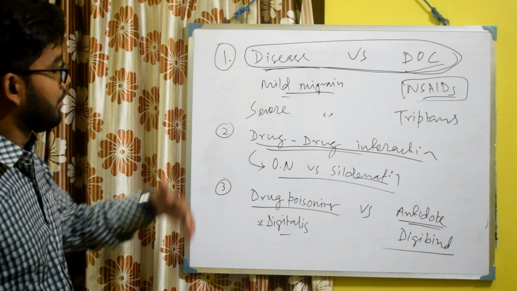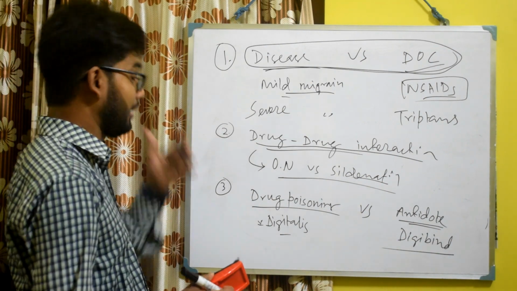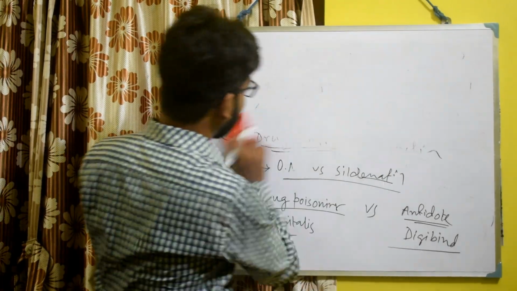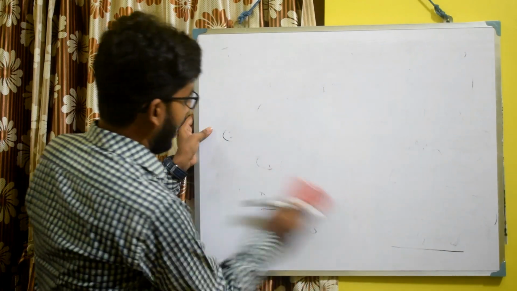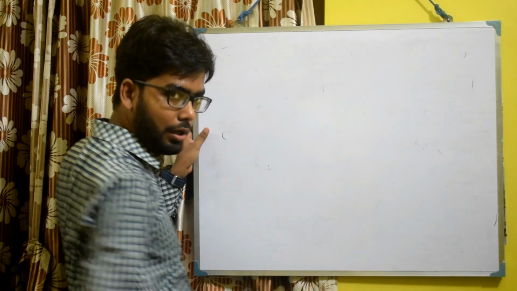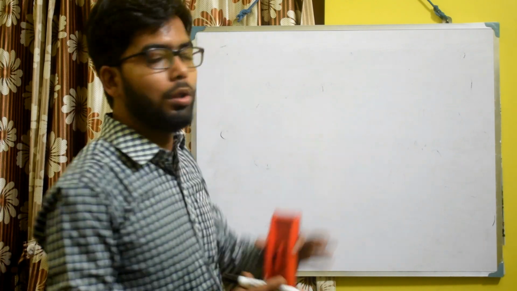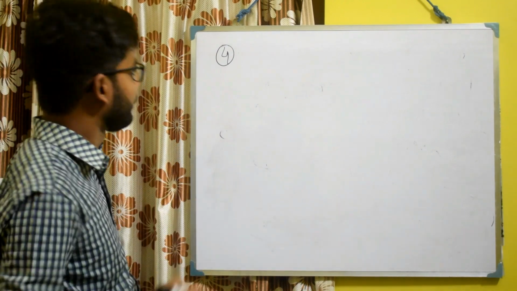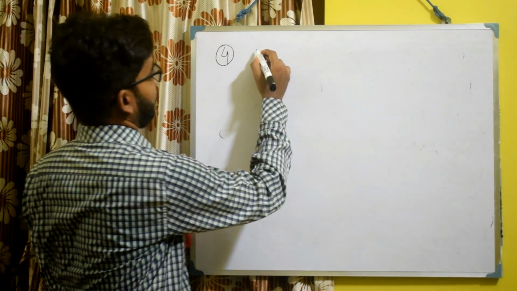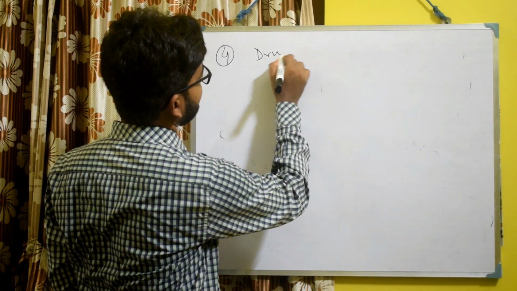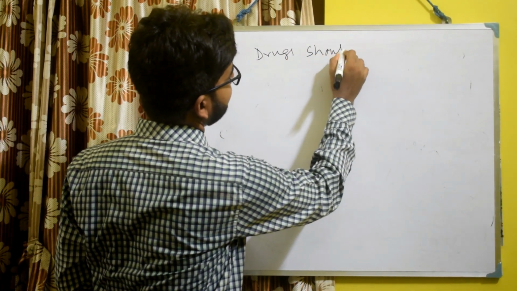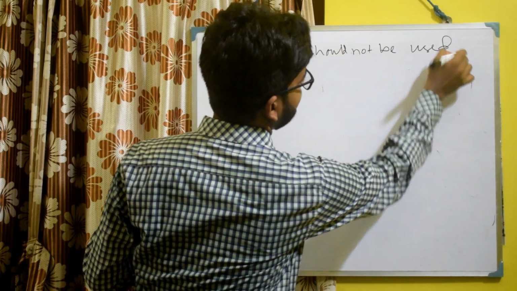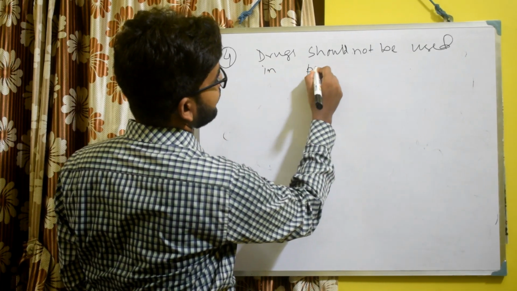So coming to the next table. I am just giving you some examples of how you have to make concept maps or tables, and all should be logical. So the fourth table should be drugs that should not be used in pregnancy.